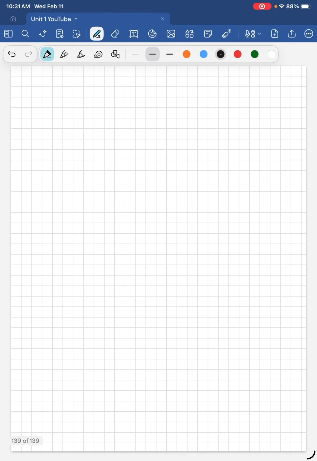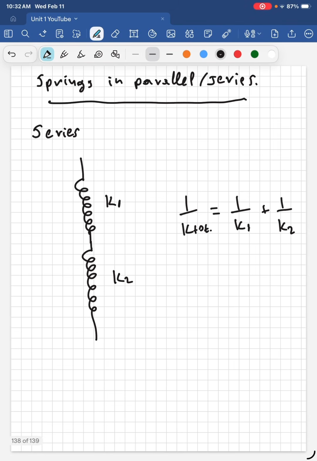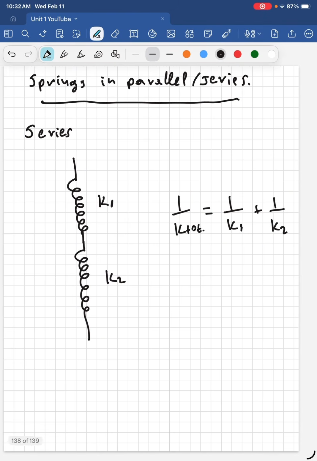But if they are in parallel, so if the two springs are connected like this, so maybe there is a rod that makes them connected, if this spring has a constant K1 and this one has a constant K2, then the total constant is K1 plus K2. So when you connect them in parallel, in other words, they get stronger. Again, this was in the old spec, but I'm just mentioning it in passing, doesn't hurt.